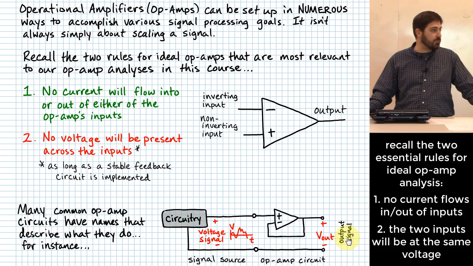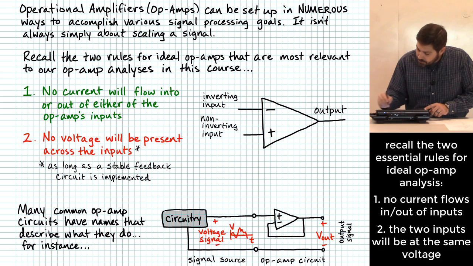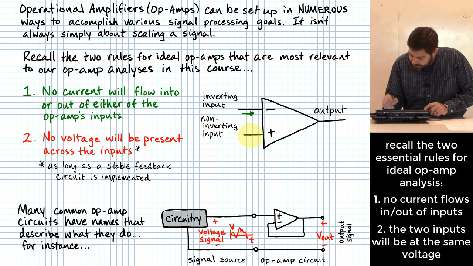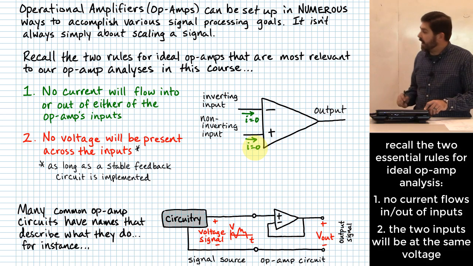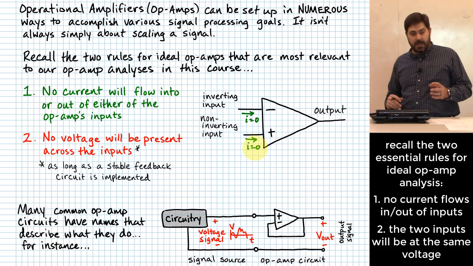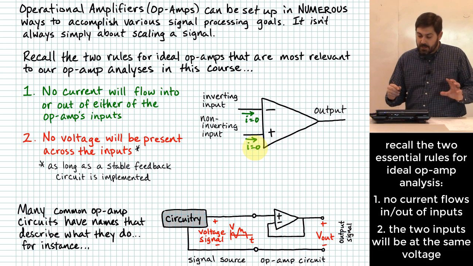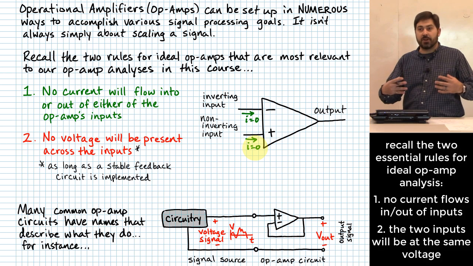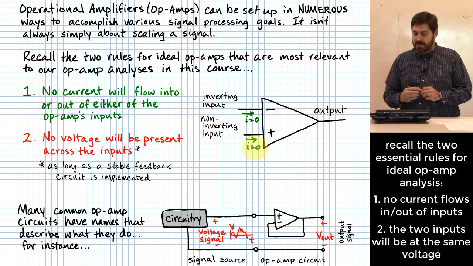The two rules, just to make sure we remember these. One is there can be no current flowing into or out of our input pins of an op-amp. So if we're talking about flowing of current, and label that on here, something like this, there can be no current flowing into or out of either of those input terminals. That's one of the desirable things about an op-amp. If that's true, that there's no current that flows into or out of the input terminals, then it will take no energy to actually excite the op-amp in the way that it needs to be excited.